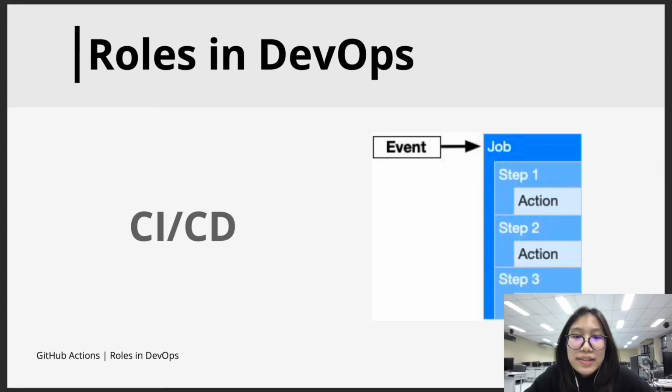Another example is in continuous deployment. After the developer pushes the code into the main branch and the pull request is accepted, GitHub Actions can automatically deploy those codes to the host. And these are all of the roles of GitHub Actions.